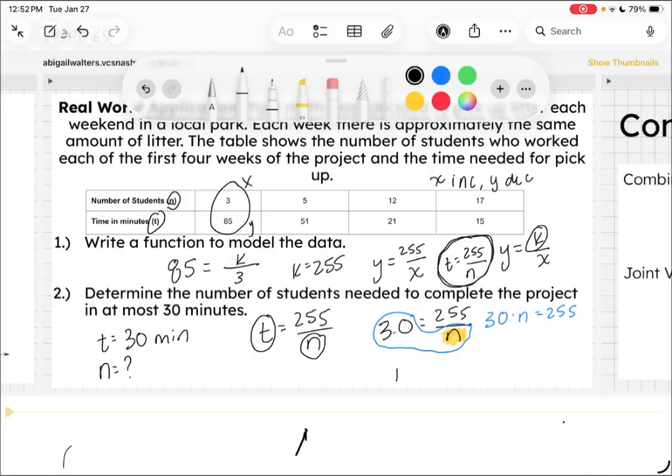So side note, this means that n is 255 divided by 30, which if I type that in my calculator, I get 8.5. But remember, we don't measure people in halves, at least we don't in 2026, okay? So that means that the number of students required to complete the job in under 30 minutes would be 8. Okay?